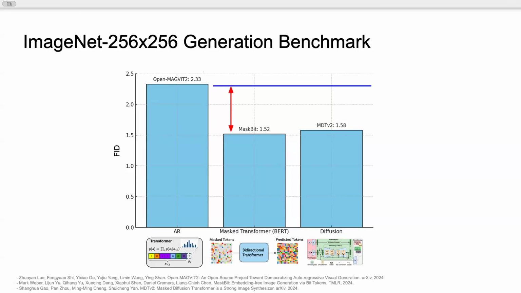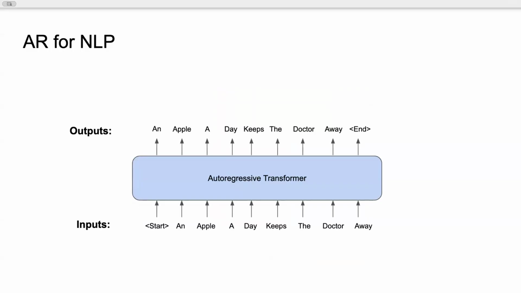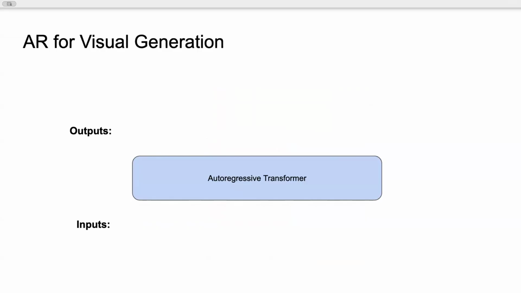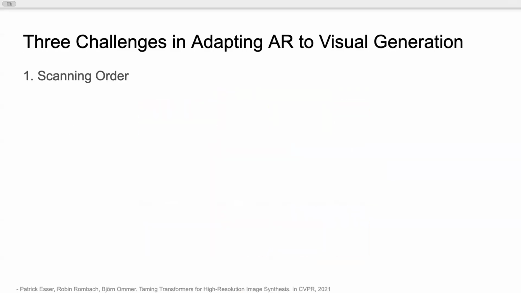So what's wrong with autoregressive models? Autoregressive modeling is the de facto approach for natural language processing. It basically predicts the words sequentially from left to right. But why do autoregressive models perform worse for visual generation? Can we apply the same principle to visual generation, meaning we have image patches, we flatten them into 1D sequences, and it generates sequentially? Can we do this? Probably not, right?